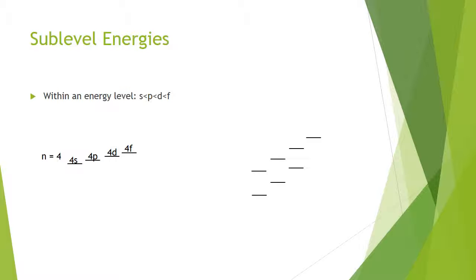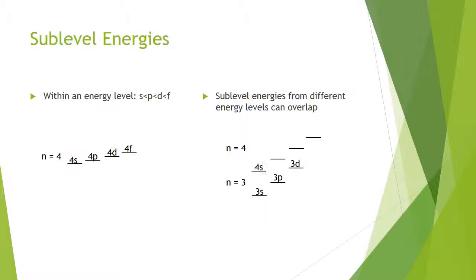Now the other thing about these sublevel energies is that they can overlap between different energy levels. So here I have an example between the 3rd and 4th energy levels, and I've just spaced them out a little more over here so it can make sense to us. So let's start with the 3rd energy level. Let's say this here represents the energy of the 3s, and then we know 3p is a little more than that, and 3d is a little more than that. Now let's talk about the 4th level. As it turns out, the 4s sublevel actually has less energy than the 3d.